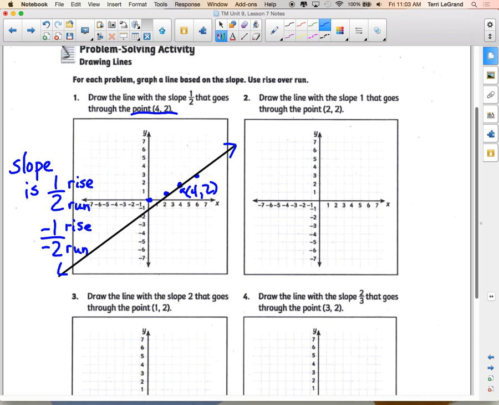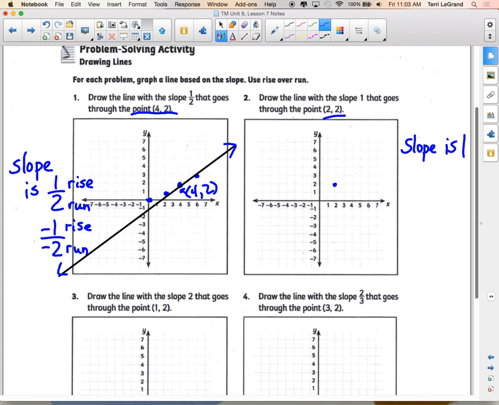Draw the line with a slope of 1 that goes through the point 2, 2. So 2, 2 is where we're going to start. We're going to go to ordered pair 2, 2 and plot a point. And our slope is 1, so that means it only has a rise, it doesn't have a bottom, does it? It doesn't have a denominator.